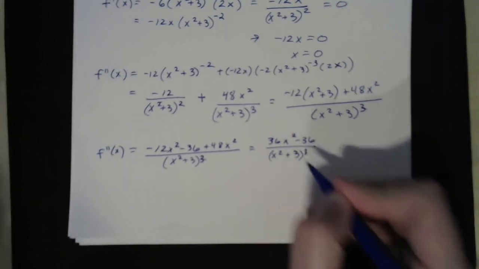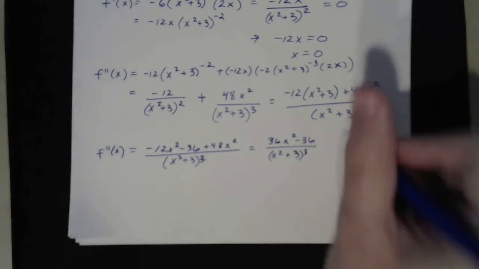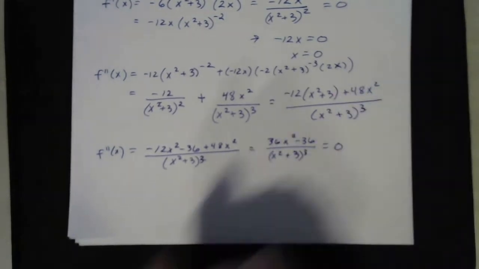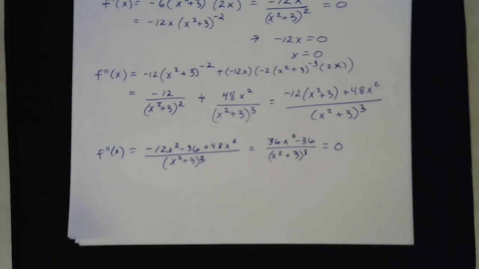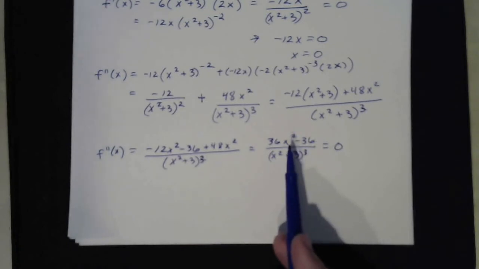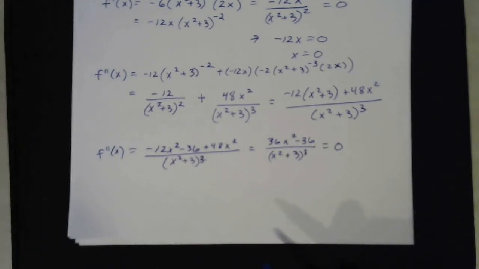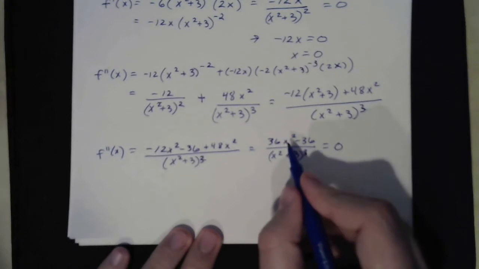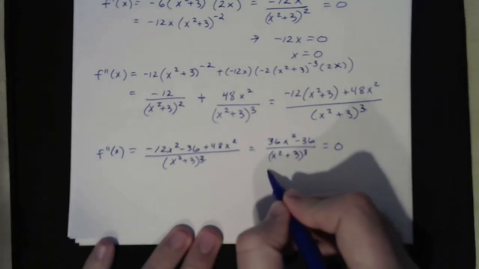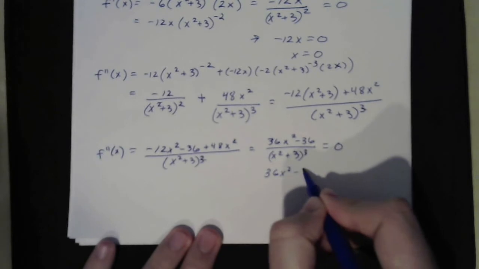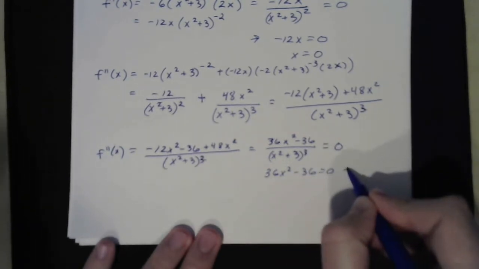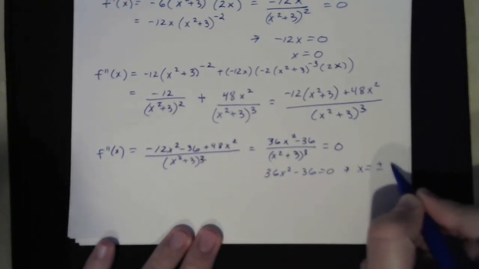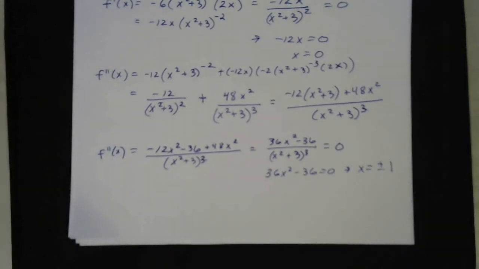So now we have our second derivative. We're going to want it simplified because, again, we're finding intervals of concavity. And so we need to set this equal to 0. Again, this is only going to happen when our numerator equals 0. So this is when 36x squared minus 36 equals 0. And this is going to happen only at positive and negative 1, solving that equation for x. So these become our potential points of inflection.